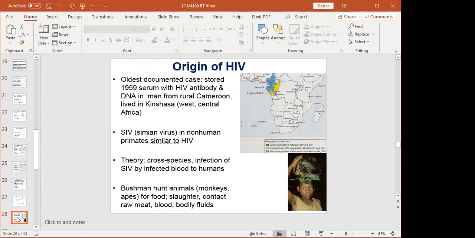Also, Bushmen hunt animals such as monkeys and apes for food. They slaughter them. Once they kill them, they come in contact with the raw meat, blood, and bodily fluids, and that's a source of cross-contamination.